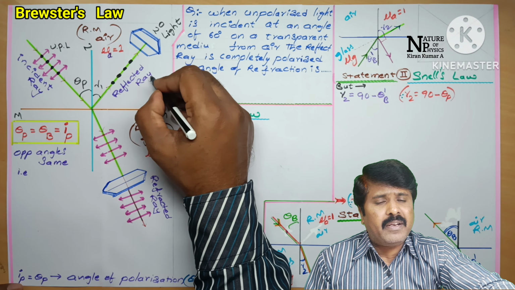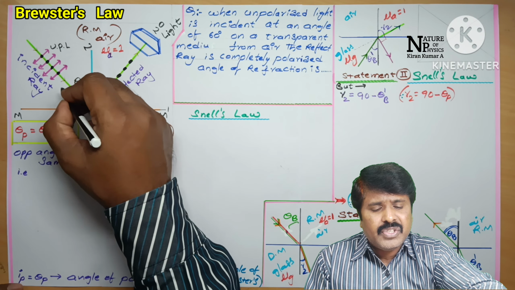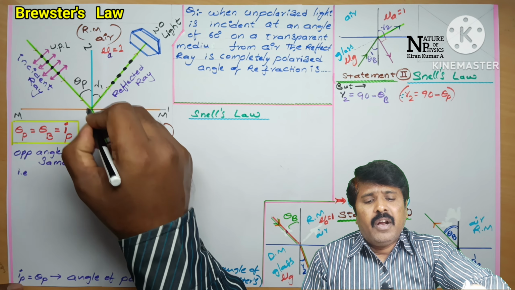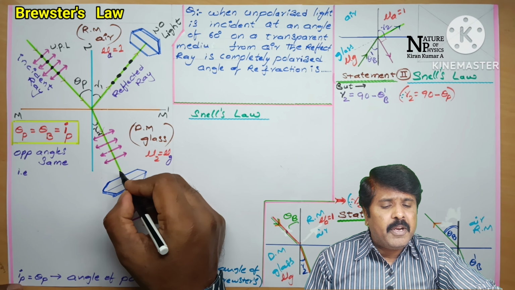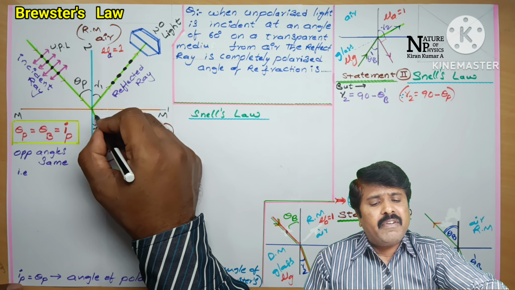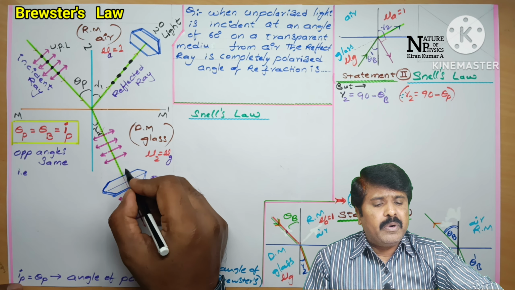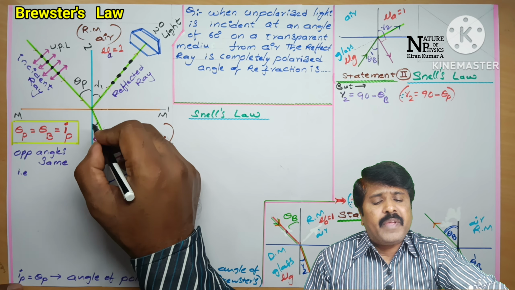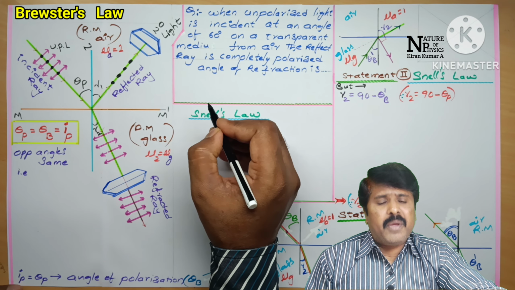This is the reflected ray and this is the incident ray, and the remaining part of light travels from the rarer medium to the denser medium. So light is traveling from the rarer medium to the denser medium. This is also taken as the refracted ray, and R2 is the angle of refraction.